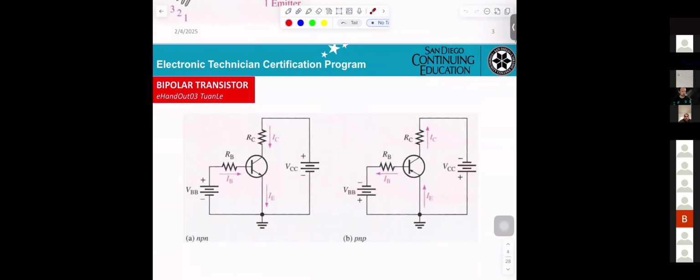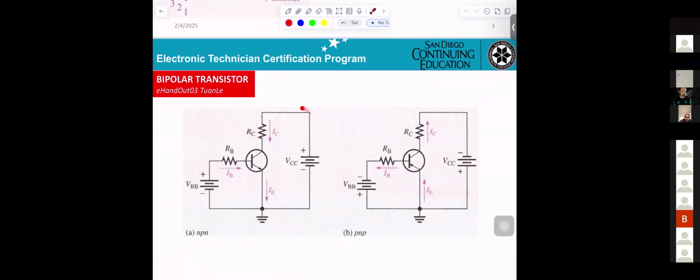Okay, now if you're looking into this circuitry here, you get the VBB power supply, and they get the current IB go to the base, and also the current IC coming out from VCC. They need two power supplies, and this is the current IE.